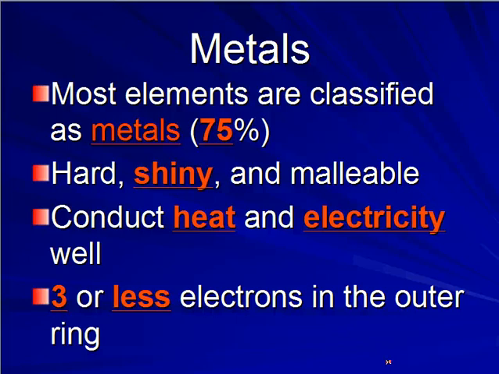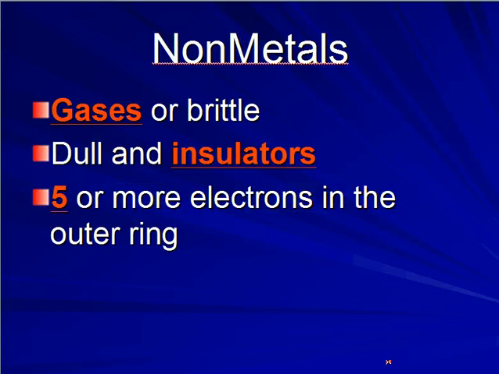That's why pots and pans are usually metal. Wire conducts electricity, which is really good. And typically metals have 3 or less electrons in the outer ring. In other words, they have 3 or less valence electrons. Nonmetals are gases or brittle. They're dull, they're insulators, and they typically have 5 or more electrons in the outer ring. In other words, they're the opposites of a metal.